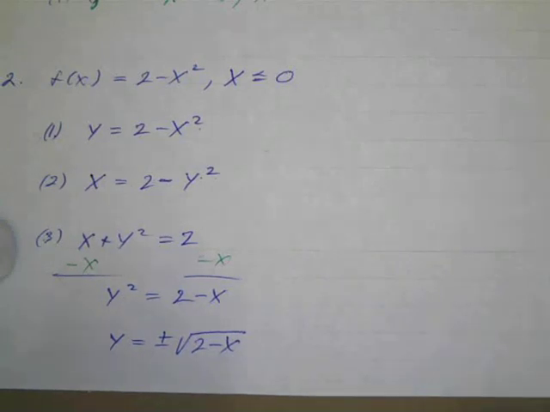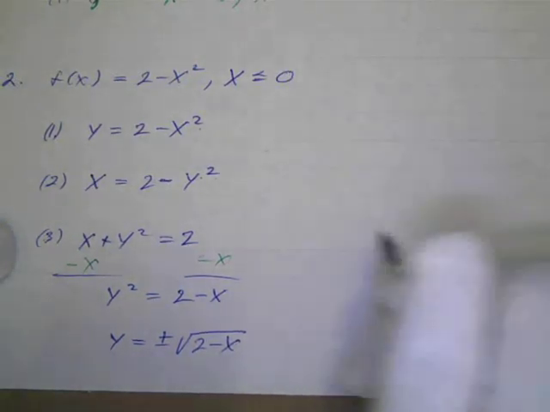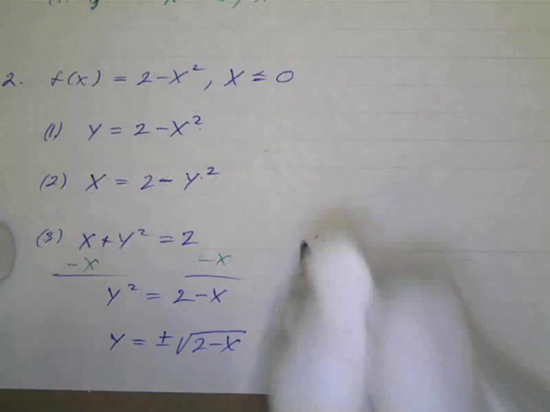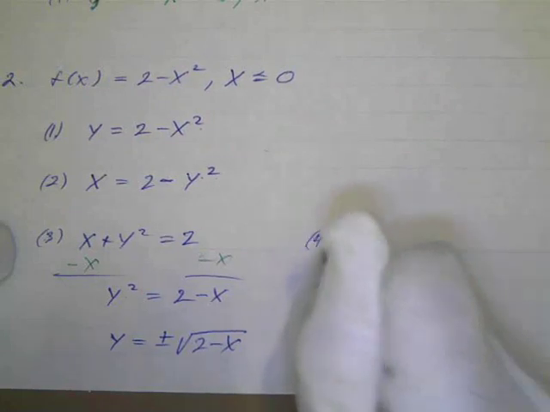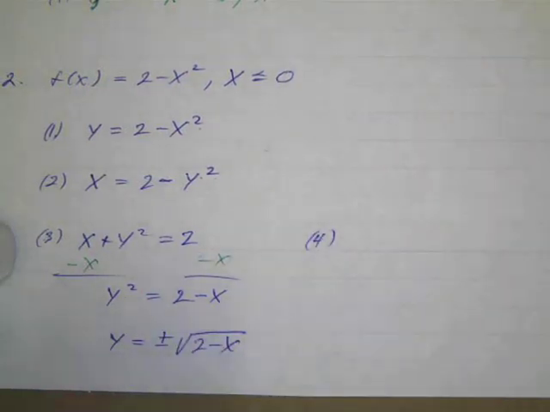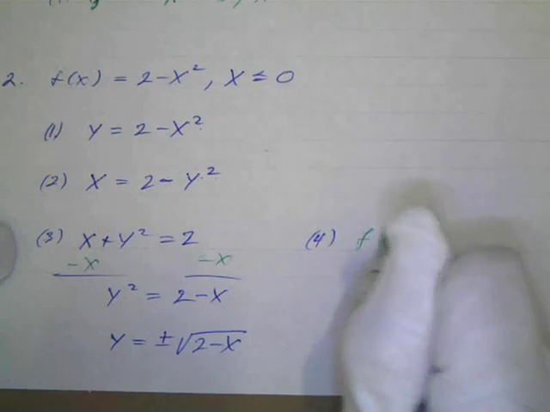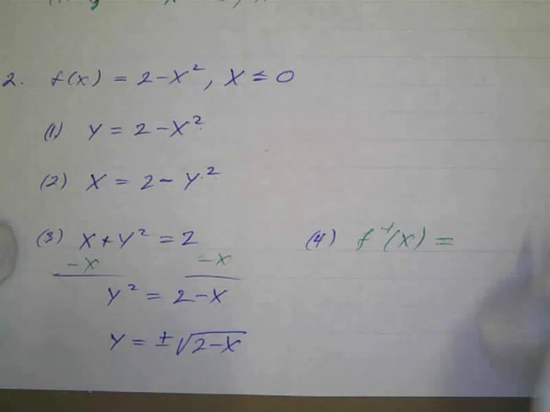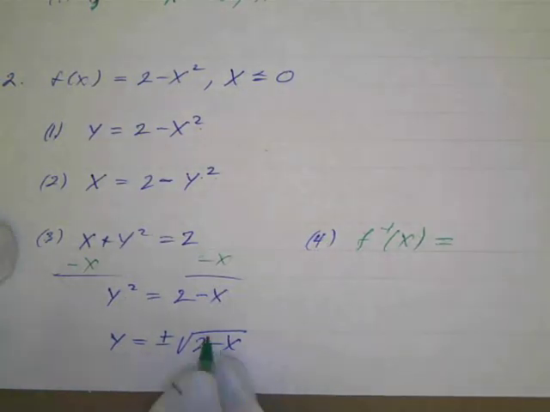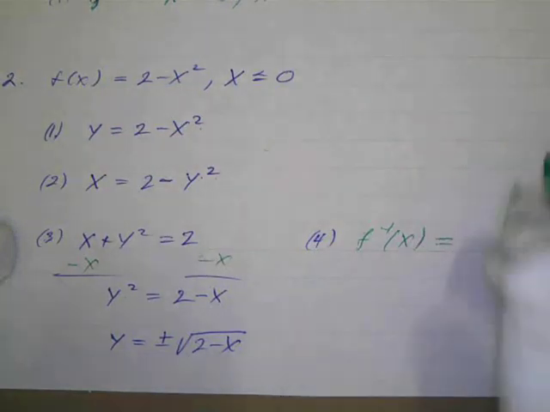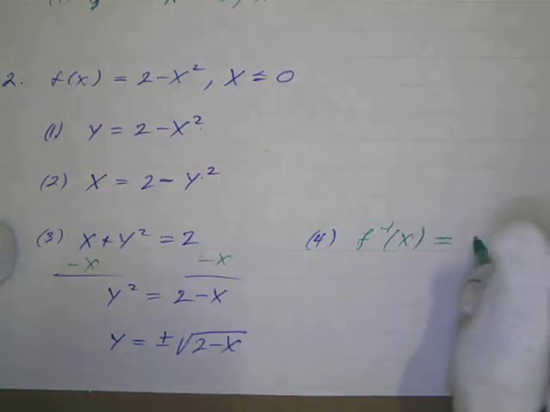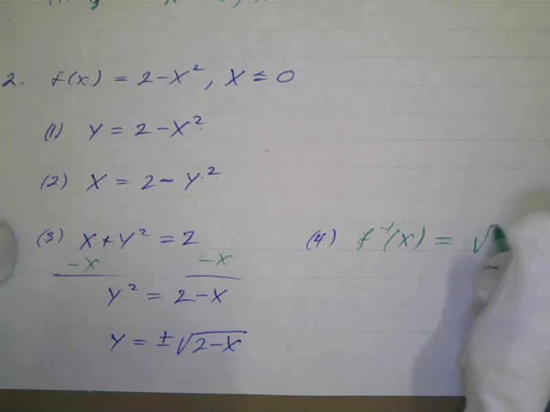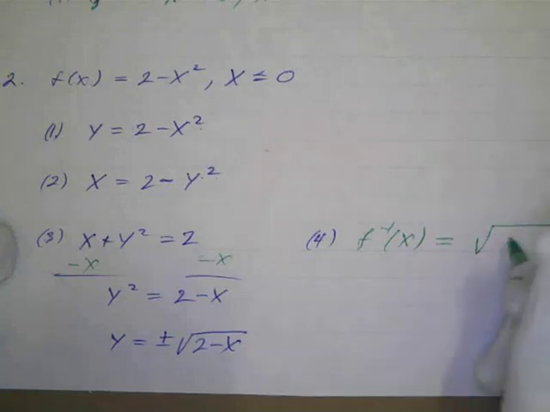And then my 4th step, I guess I can do that over here, step number 4. This is going to be f inverse of x. So that will equal, now we've got plus or minus, so this is not going to be one-to-one, so I'll just write it without the plus or minus, and I'll determine whether it's positive or negative in just a moment. So it's going to be plus or minus the square root of 2 minus x.